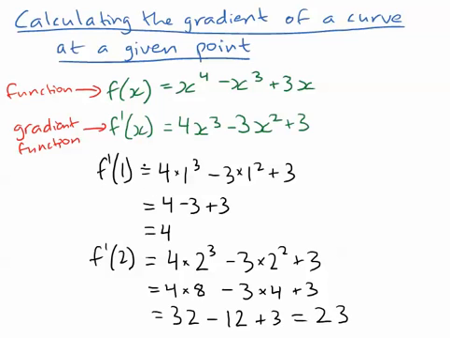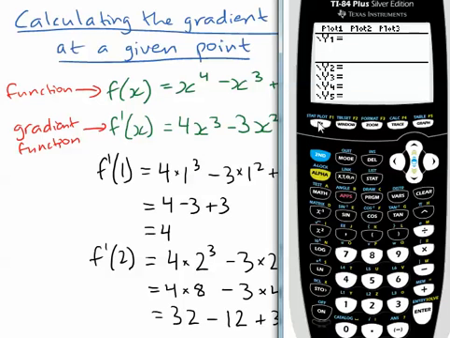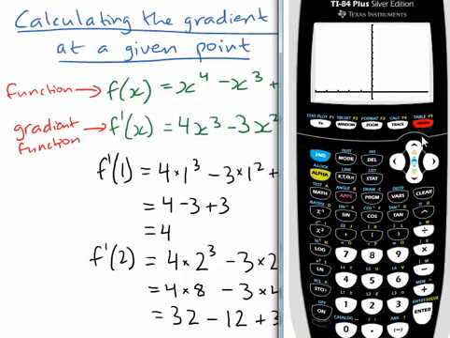So we have an answer for what the gradient is when x equals 1 and what the gradient is when x equals 2. But we could have actually done both of these just using a graphical calculator. So I'm going to bring up my calculator and I'm going to type in the equation that we got. So we got x to the power of 4 minus x cubed, and then plus 3x. Okay, and let's draw the graph for that. Alright, so this is what the graph looks like.